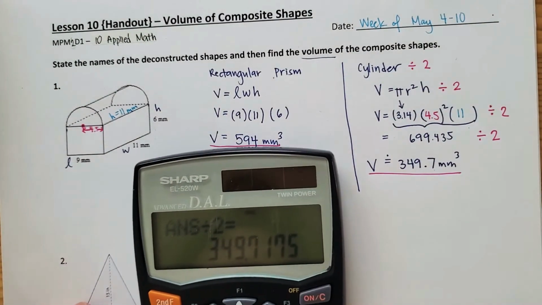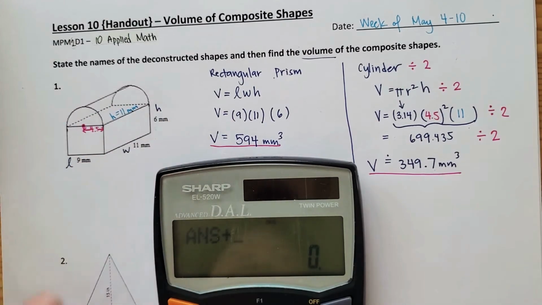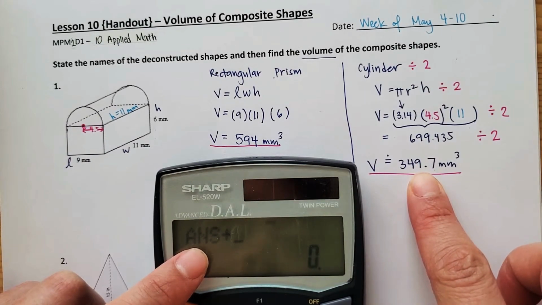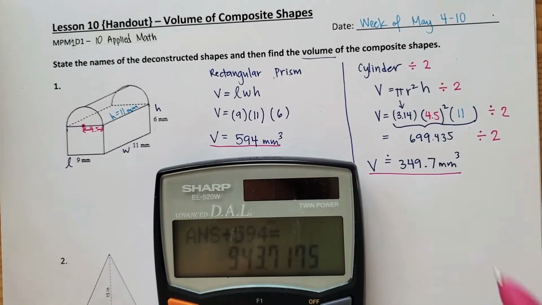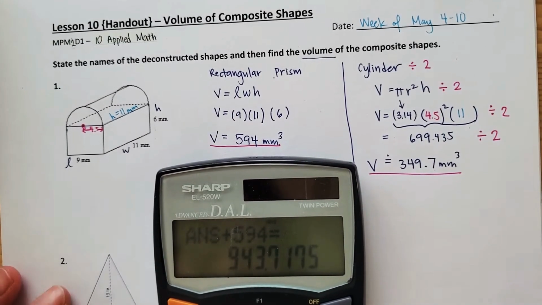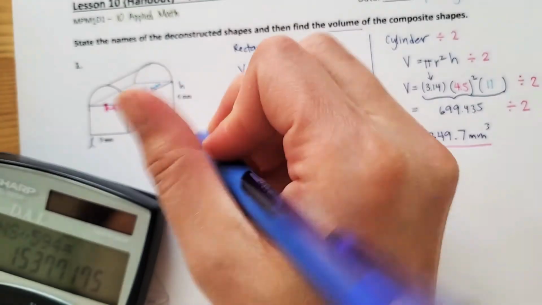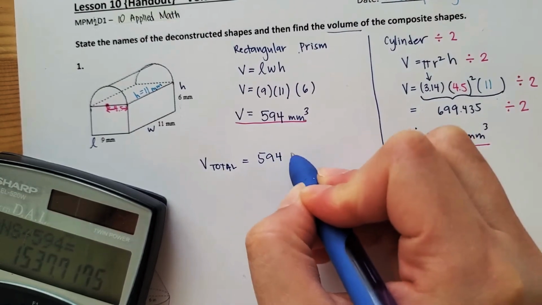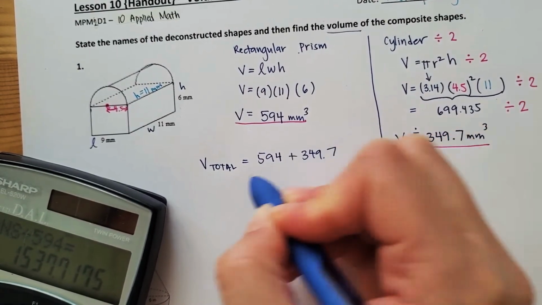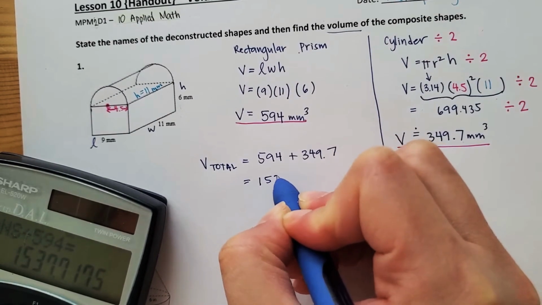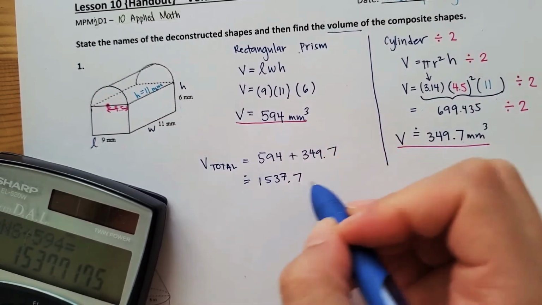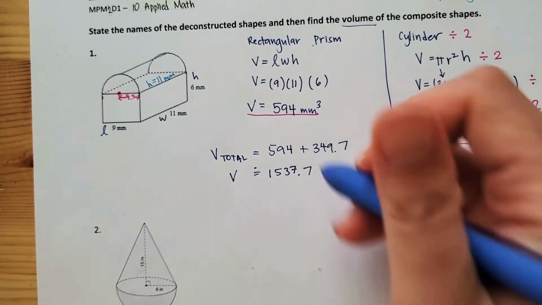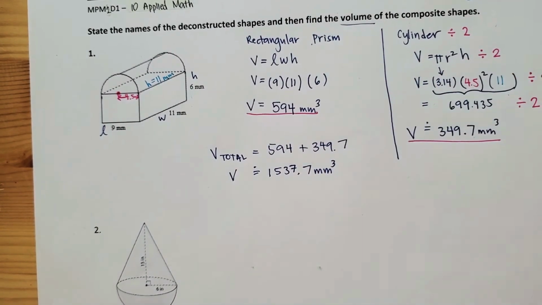And then what we're going to do is add them together, this volume and this volume. So that's plus, it took my answer from before, plus 594, and we get 943.7, okay? So the volume total, and I'm going to write total here, is 594 plus 349.7. So the total is 1,537.7. And again, that was rounded. So there's my answer.